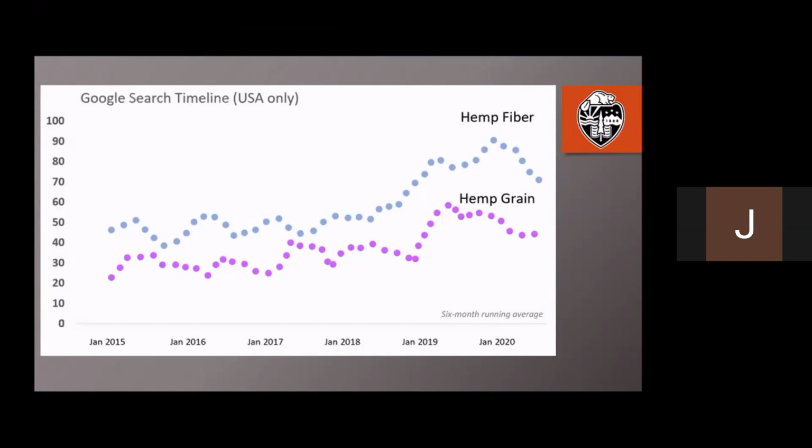That shows that there have been periods, especially at the beginning of the 2019 season, where there's a peak. And again, because it's a 6-month running average, it kind of tails off a bit at the end, but fiber and grain overall show an upward trend.